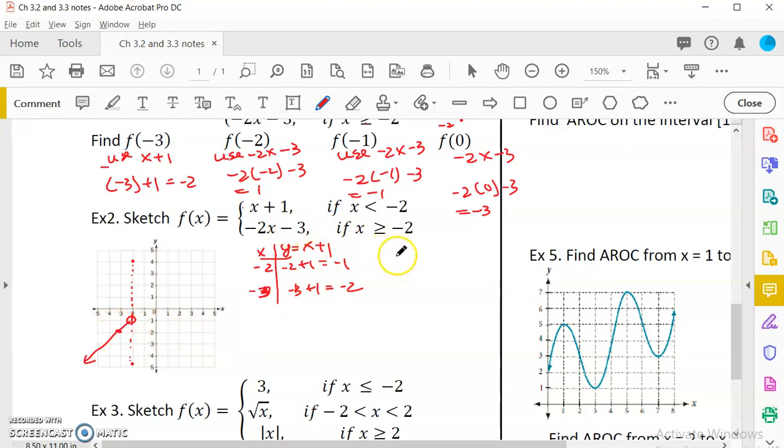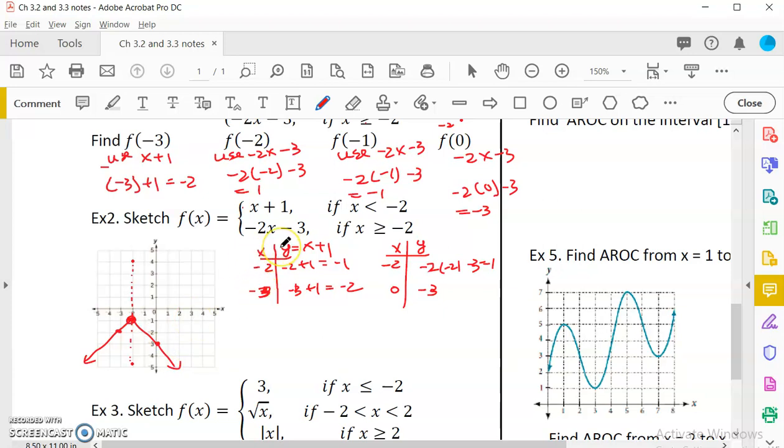What about negative 2x minus 3? So again, I need to do x, y, negative 2. Negative 2 times negative 2 minus 3. So it's 4 minus 3 equal to 1. And then I can do 0 here because 0 is actually here. So that is equal to negative 3. So I know there's a point here. And then at x equal to negative 2 it is actually equal to negative 1. Oh, it's on the same point, right? So that's how I graph it.